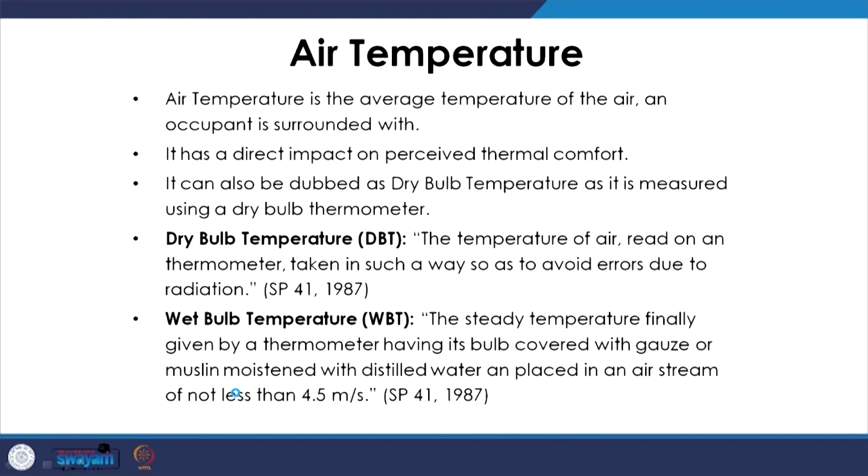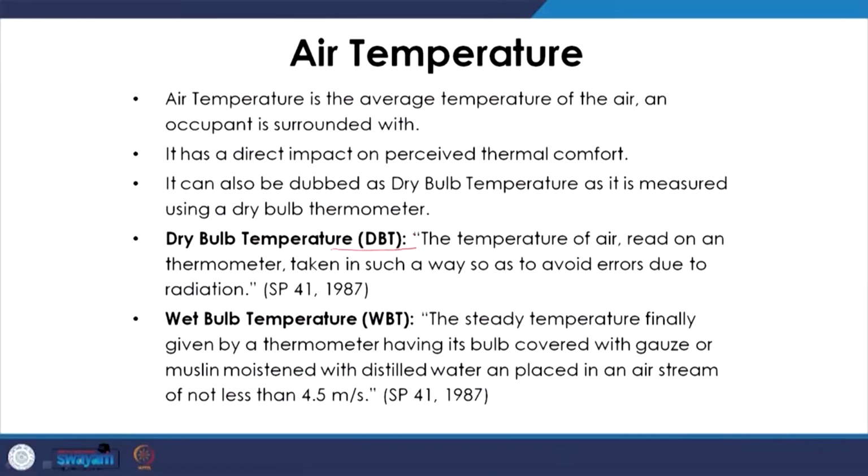So, air temperature is the average temperature of the ambient air with which the occupant is surrounded, and it has a direct impact on perceived thermal comfort. We very clearly know that when the summers come and the air temperature increases to 40-42 degrees, we start experiencing heat as the temperatures go on increasing.